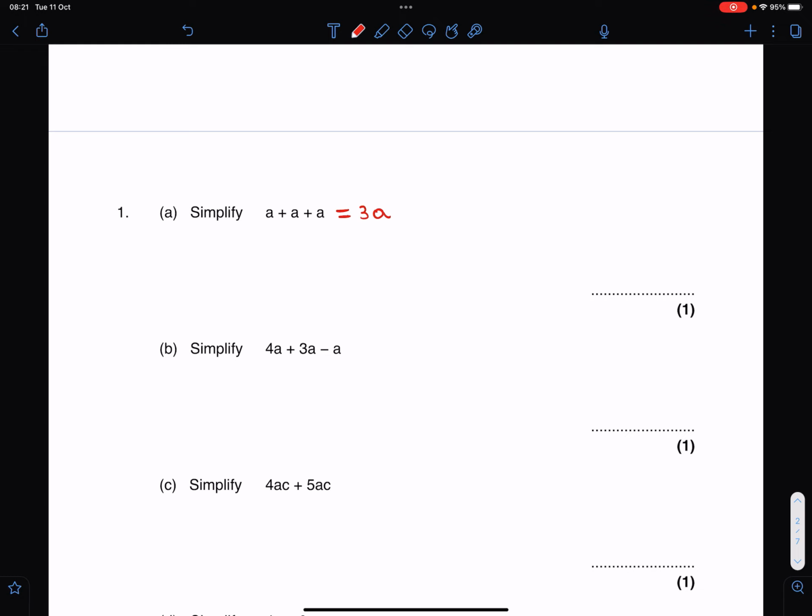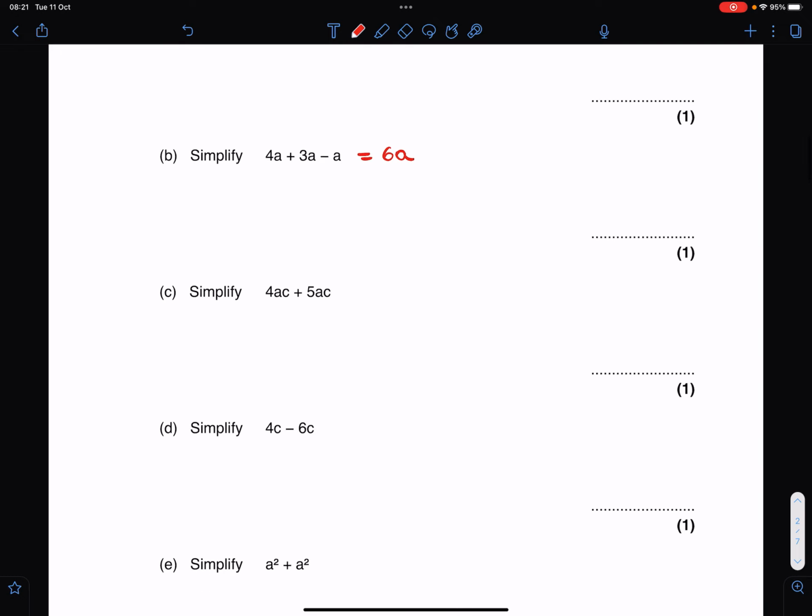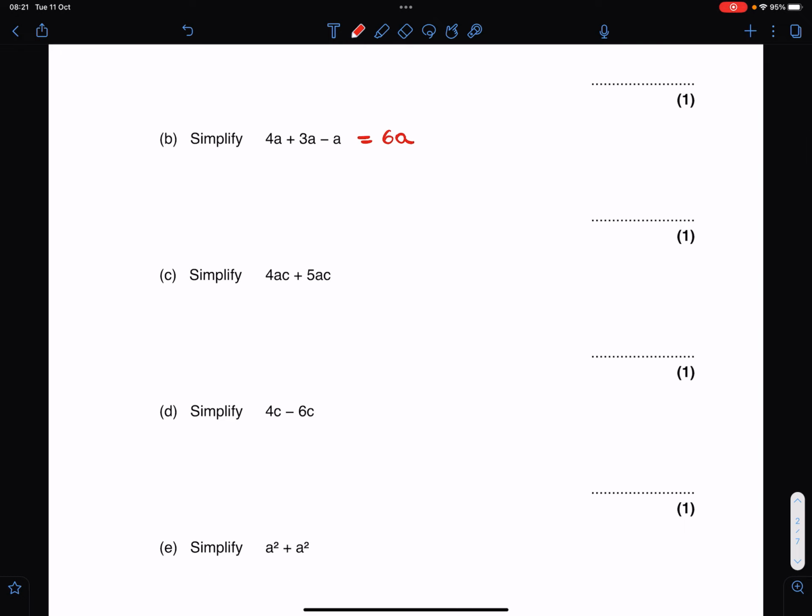Alright, so the next question 1b, it says 4 a's plus 3 a's minus a. Let's just focus on this. It's going to be 6a, perfect, because 4 a's plus 3 a's gives us 7 a's, and minus a gives us 6 a's. So that's going to equal 6a. Sultan, is that clear? Okay. So now we need to add 4ac to 5ac.